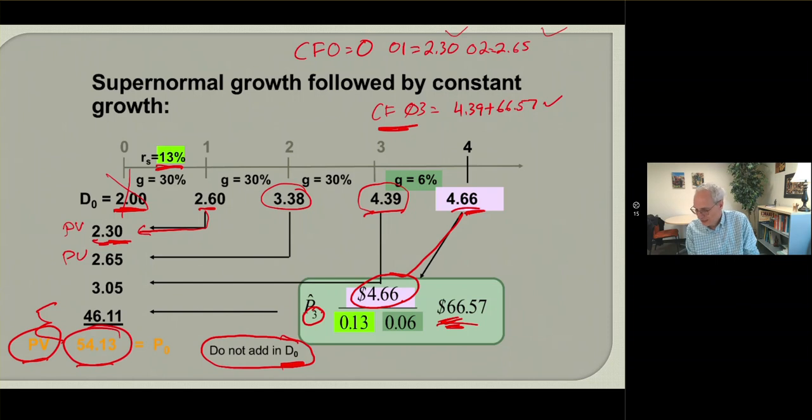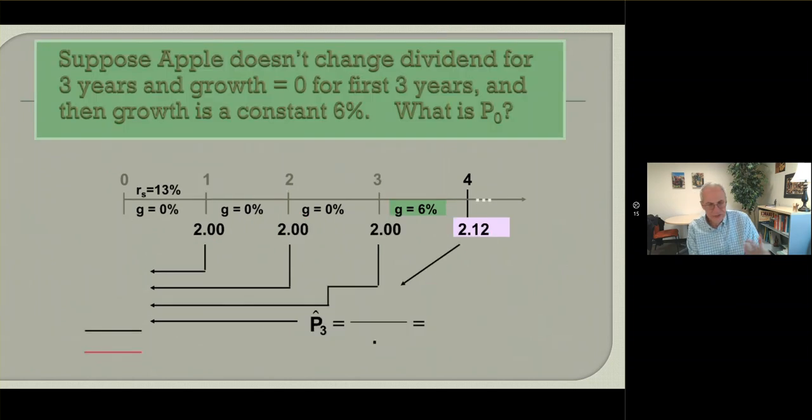Okay, the second problem, same situation. So on your sheet there, in the middle there, it's referring to the same data up above. All we're going to do is change, it says there, for the next 3 years, the growth is going to be 0. So that means, on your timeline, you're just going to have $2 every year for the next 3 years. Stays the same, $2. And then it's going to grow at 6%.